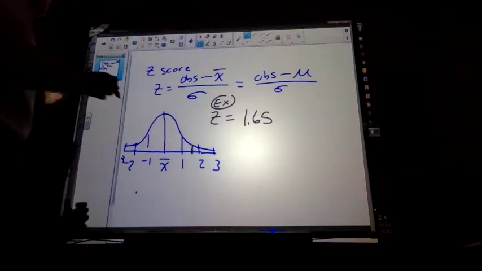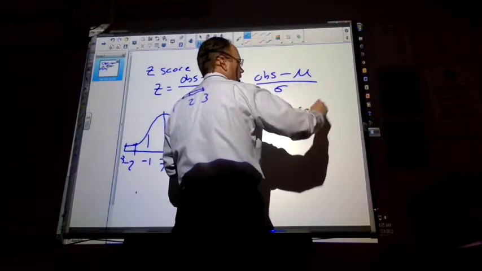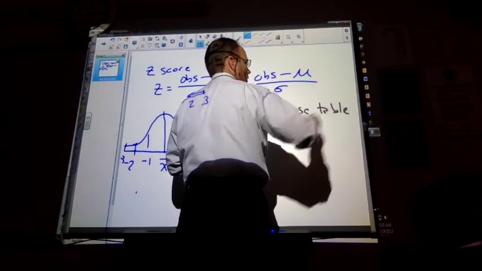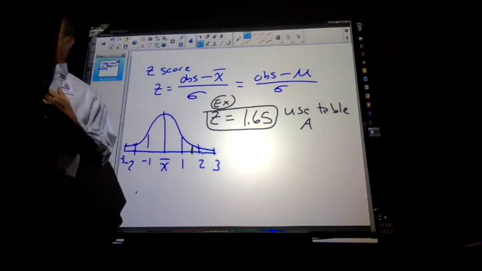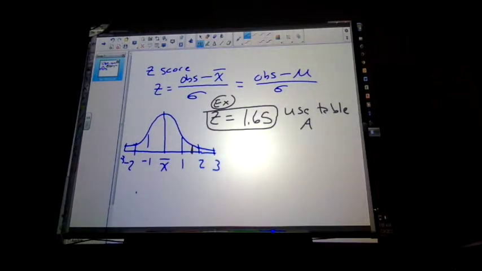And then you can take the z-score and you can use table A. And table A is going to find you the area to the left of whatever that standard deviation would be, meaning how much of the percentage would fall less than you. If I were to go to the z-score of 1.65, that means I'm to the right of the average. I'm 1.65, so I'm between 1 and 2 of the average.